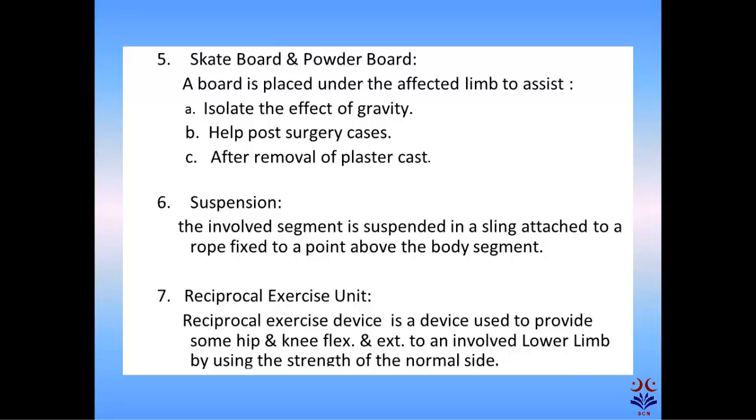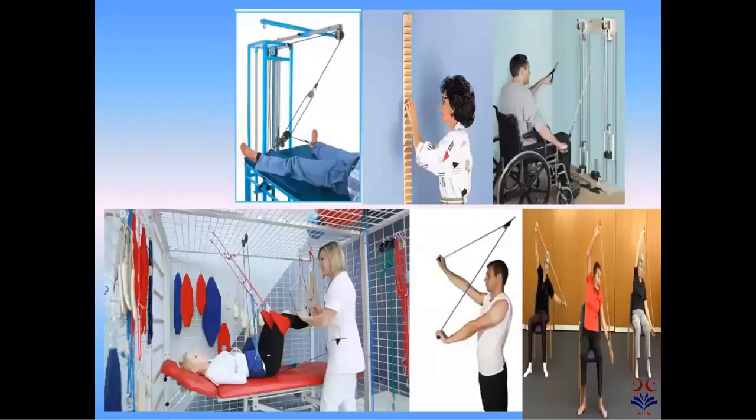Reciprocal exercise unit. A reciprocal exercise device is a device used to provide hip and knee flexion and extension to an involved lower limb by the use of the patient's sound side, or the patient's normal side. This picture is the reciprocal exercising unit. In this unit, we can assist the movement of the affected side of the patient with the help of the sound or normal side of the patient.